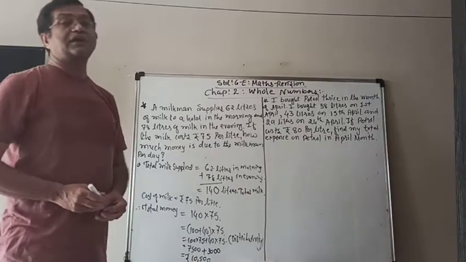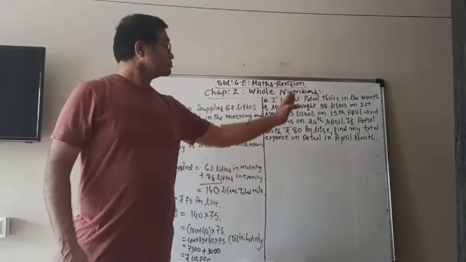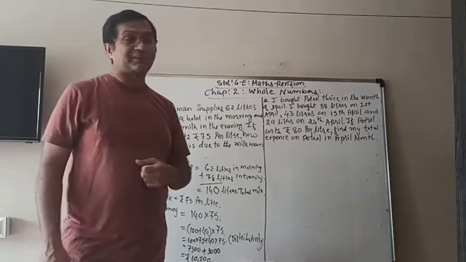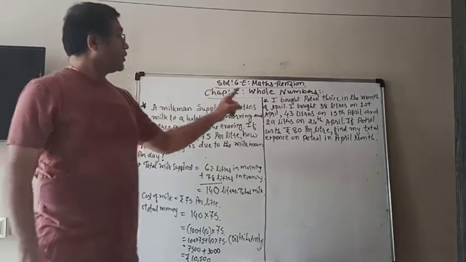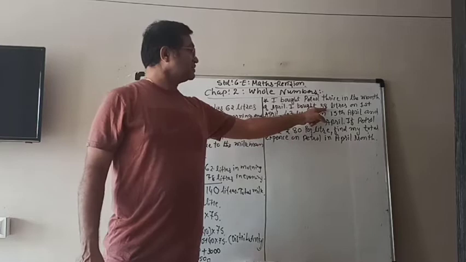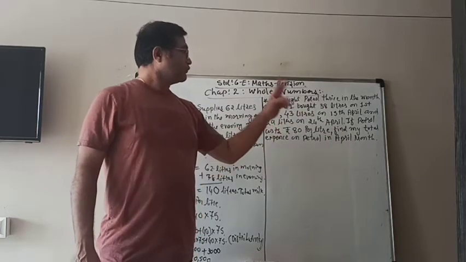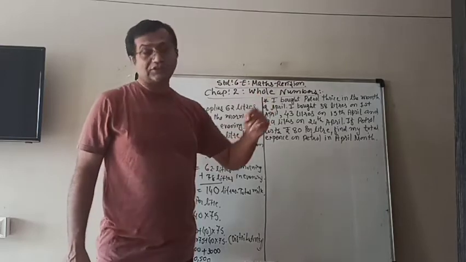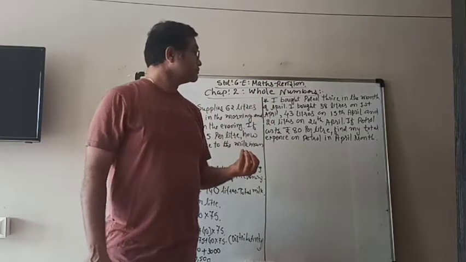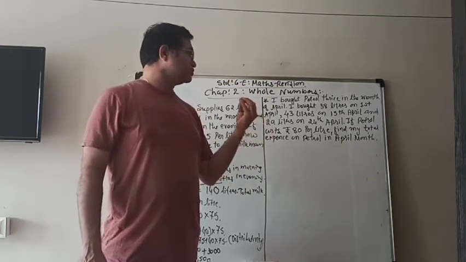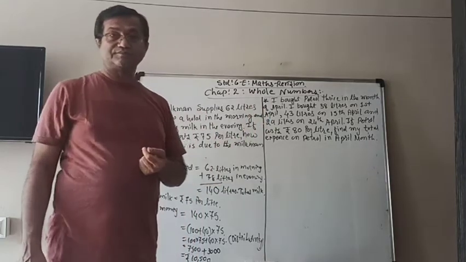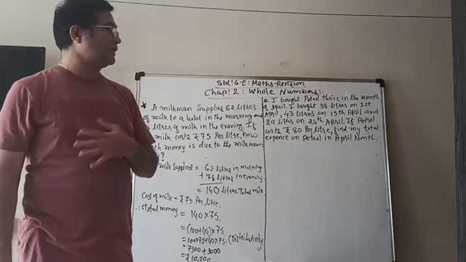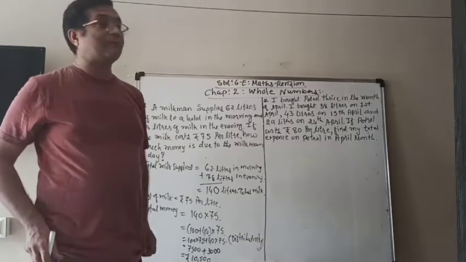Let's see another example. I bought petrol thrice in the month of April. I bought 38 liters on 1st April, 43 on 15th April, 29 on 24th April. And that petrol costs rupees 80 per liter. Then what is the total expense on petrol in the month of April?